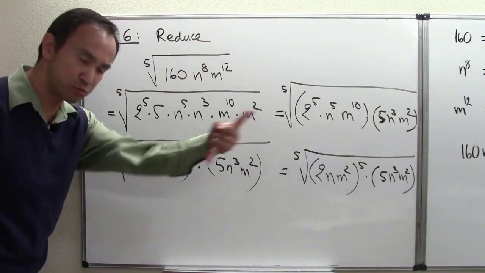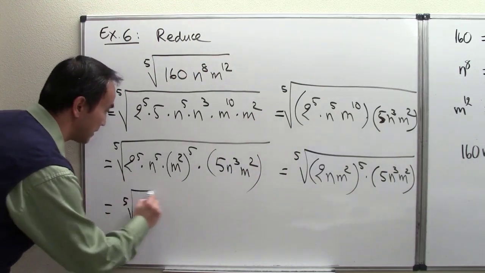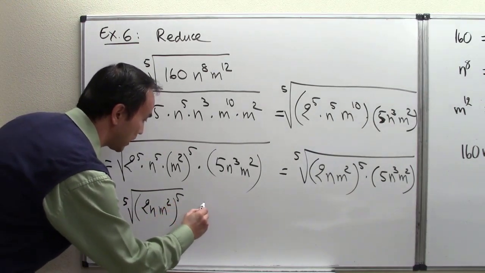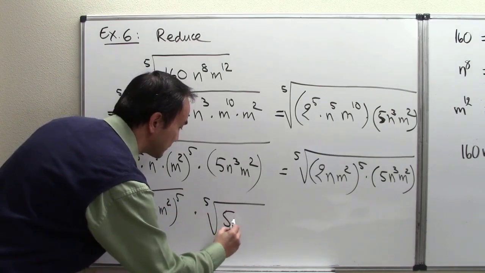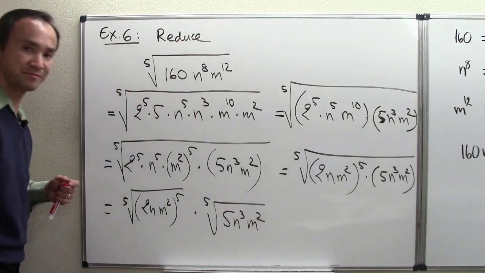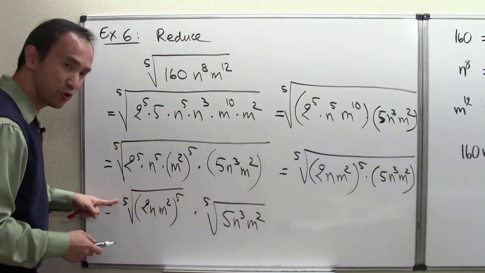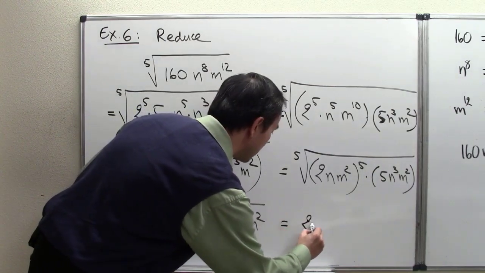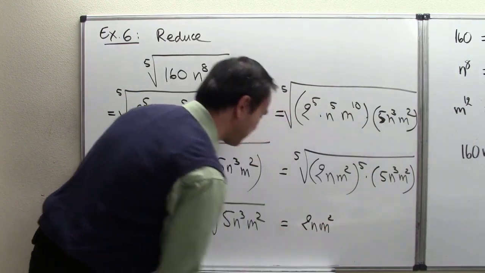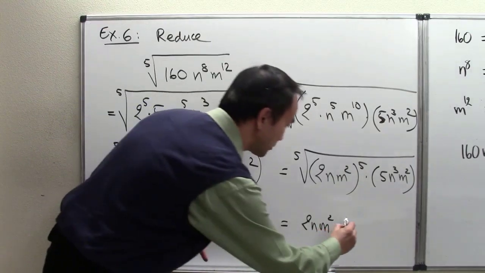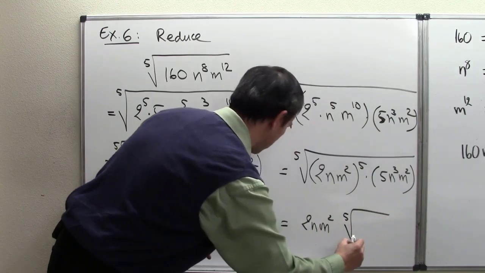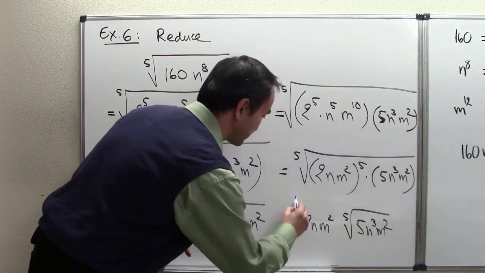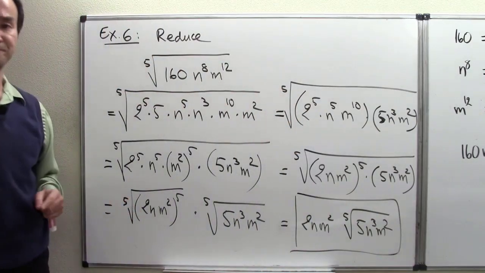And so that matches with this. And so now using the product property, I can turn that into the 5th root of the 2n m squared all to the 5th power, multiplied with the fifth root of 5n cubed m squared. And so that fifth power will be reduced by that fifth root right here. And so in my next step, we're looking at 2n m squared. No more power, no more roots. And then we're multiplying that with the irreducible root, fifth root of 5n cubed m squared. And that's how we have completed our problem.